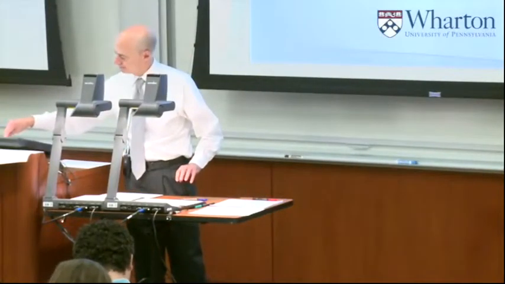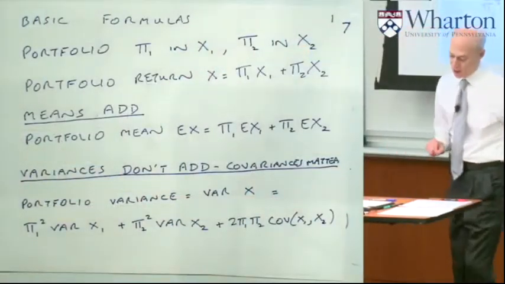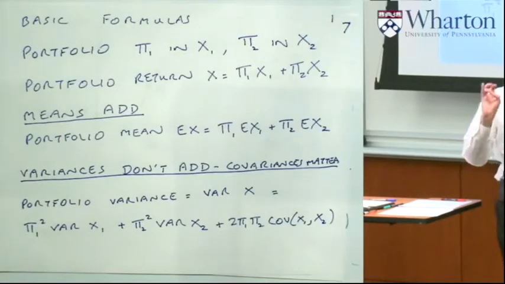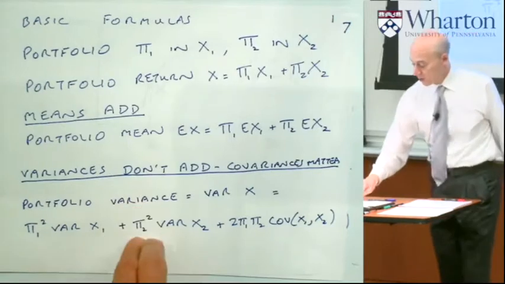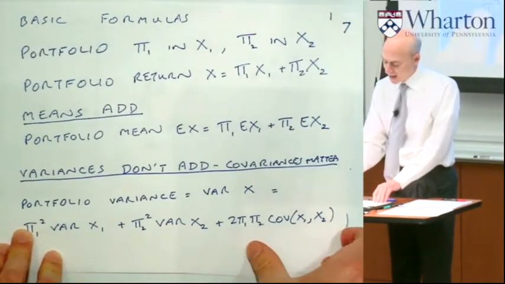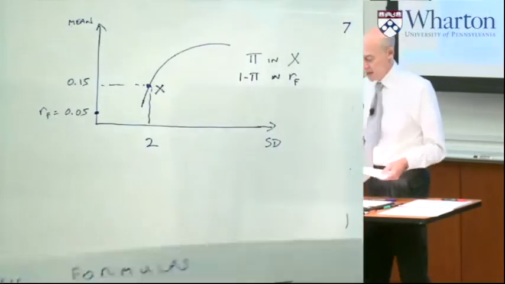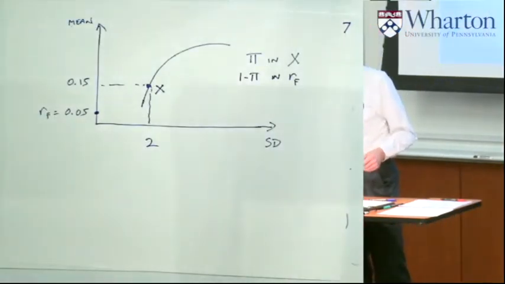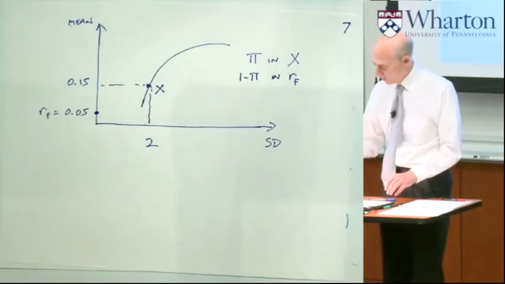What's going to happen as we vary pi? Well, we know from what we did at the beginning, our basic portfolio formulas. So we know means add, and we know that our portfolio variance is given by this. Now, if one of the assets is risk-free, it turns out that we get a particularly simple format.